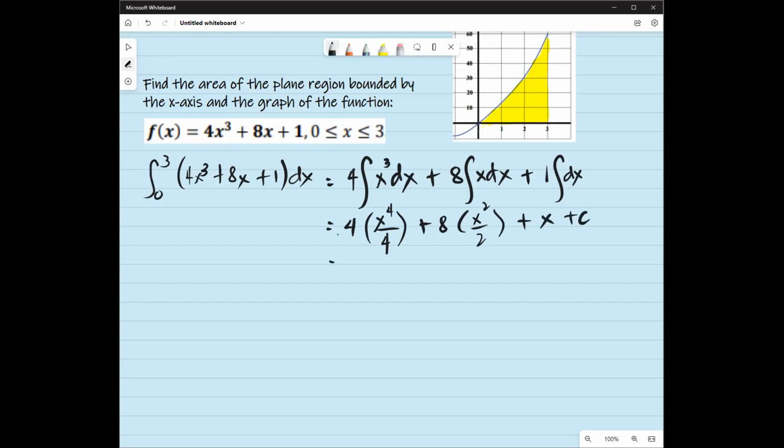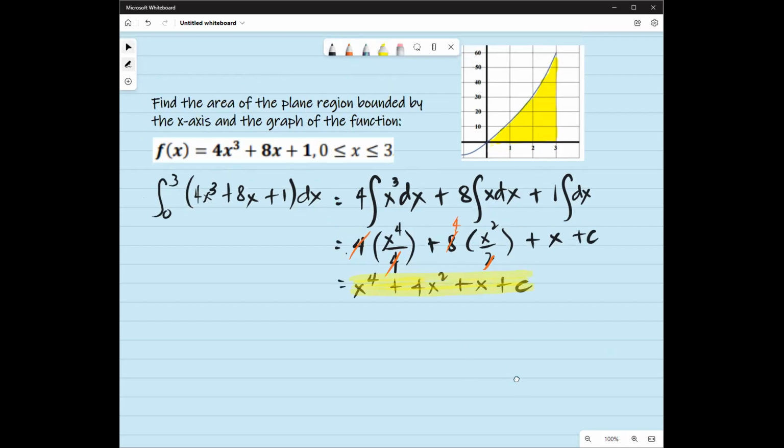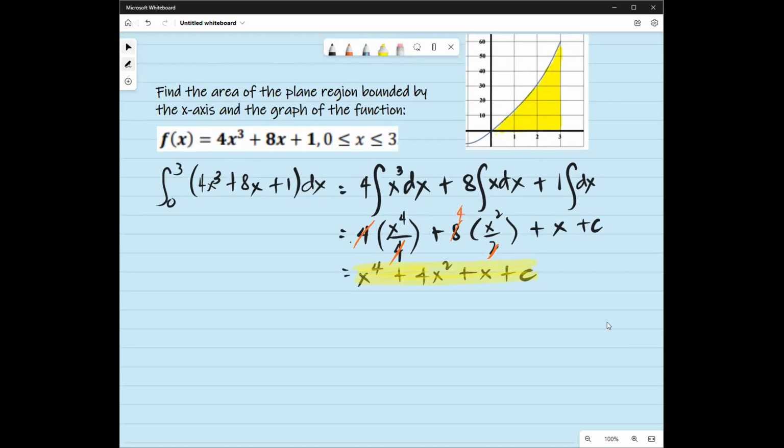Okay? So finally, when we simplify this, we will have x raised to 4. Can you follow? And then this will become plus 4x squared plus c, plus x plus c. So this is now the integral of our given function. After that, we can now solve for the area of the given problem.